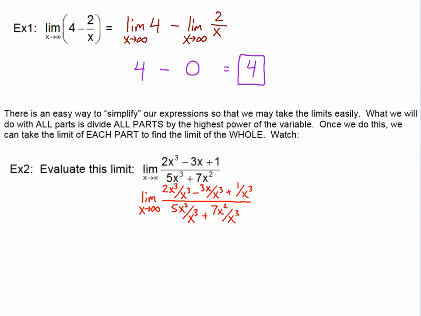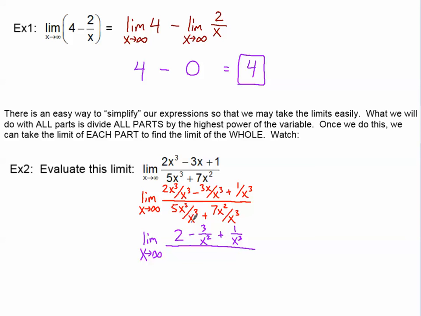Now ultimately this is not changing anything. I've basically multiplied all parts of my fraction by 1 over x cubed, so I have not changed anything. But now let's reduce our stuff and see what happens. We've got the limit as x approaches infinity. 2x cubed divided by x cubed, of course, is just 2. 3x divided by x cubed would have 2 x's down in the denominator, so I'm going to have 3 divided by x squared. The third one is not going to do anything.